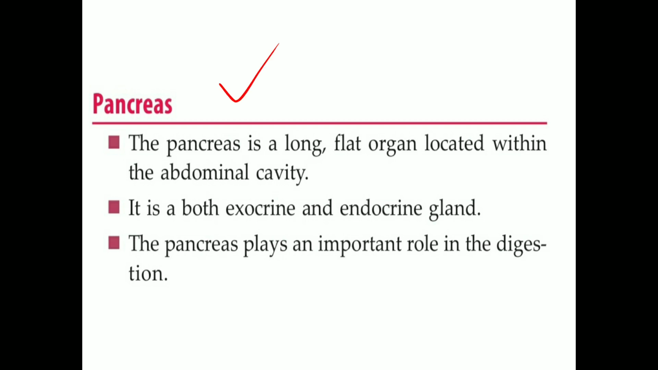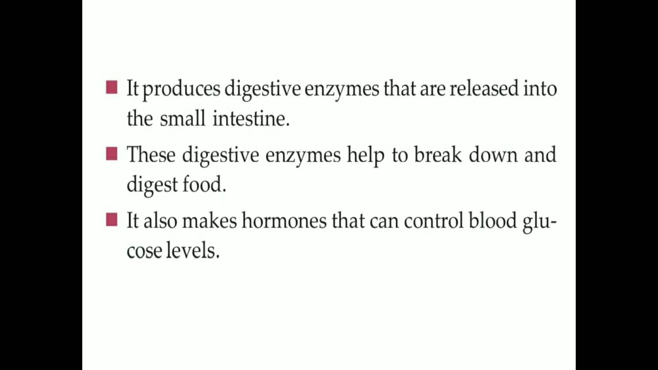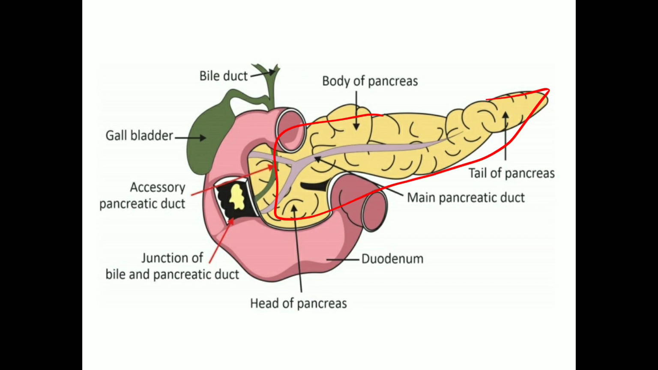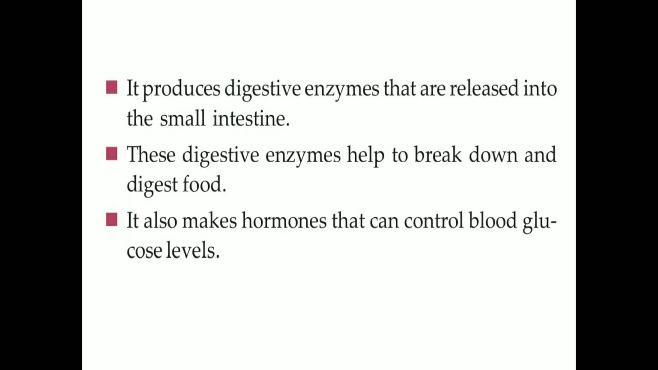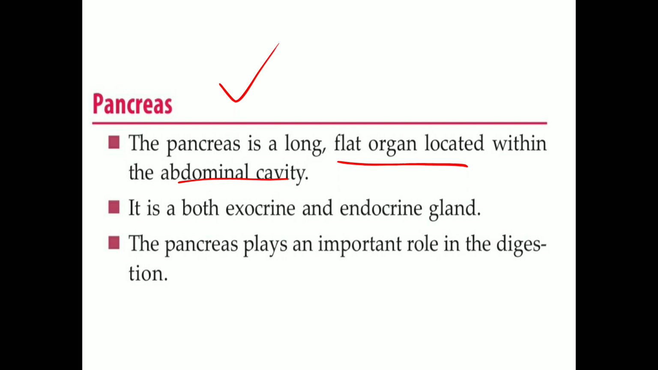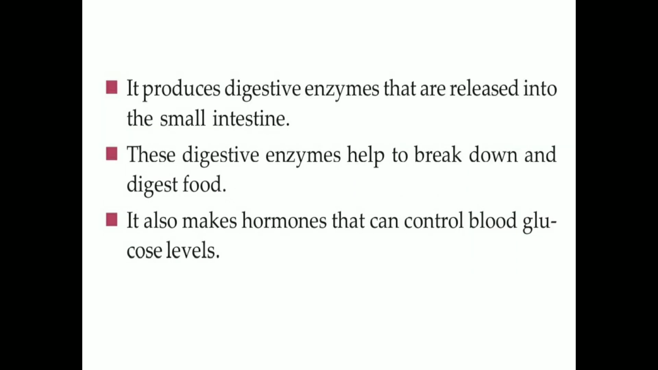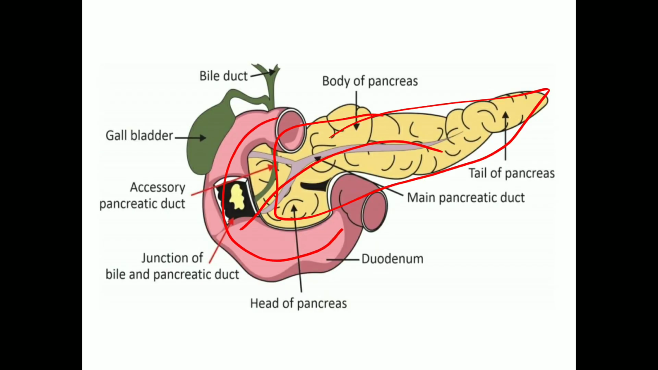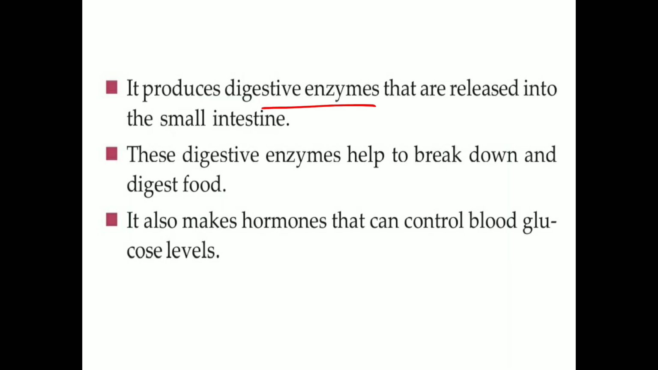And pancreas is a long flat organ, a long leaf-like gland present within the abdominal cavity, and it is both exocrine and endocrine gland. The exocrine pancreas plays an important role in digestion, and it produces digestive enzymes. These digestive enzymes are released into the duodenum of the small intestine, where they mix with the food and help to break down and digest food.